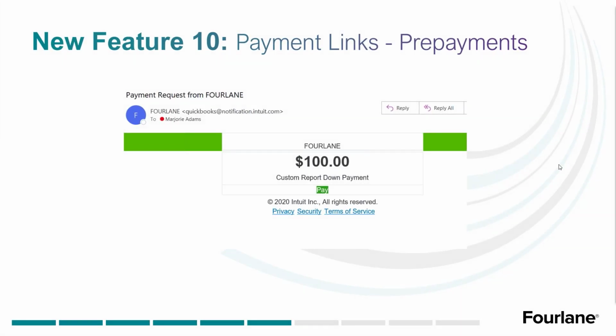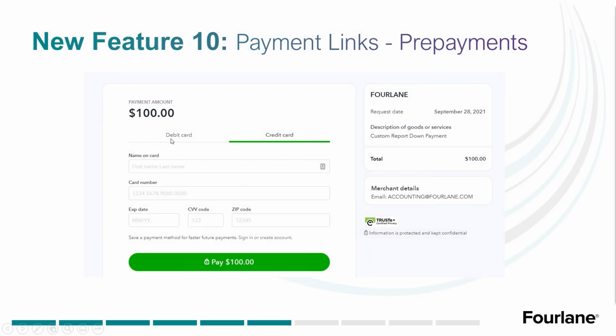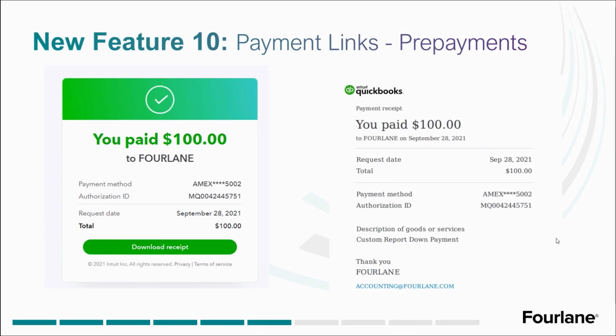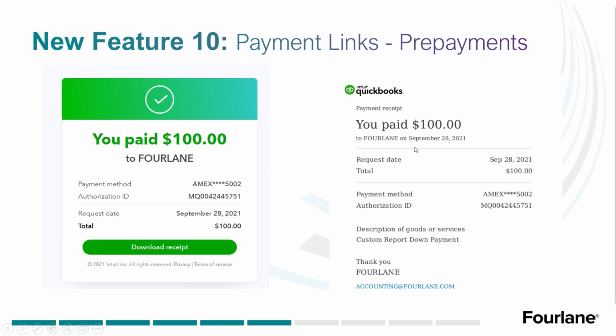So they will get an email. Hey, Fourlane would like $100 for a custom report down payment. And you can go ahead and click pay. When they click pay, they can choose to pay, again, by how you have allowed them to pay. I just had in here credit card. Again, they see here also that description of goods and services. I say use that field. You have paid Fourlane, and then they get a receipt that is automatically downloadable, which again has the goods and services in there. Okay.